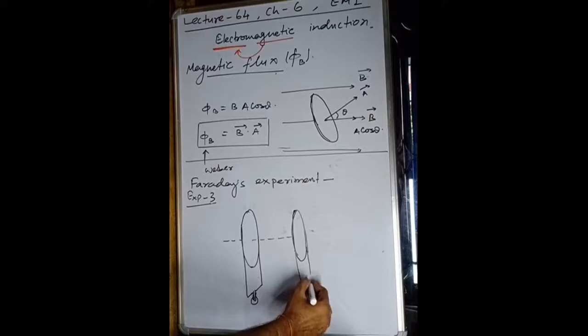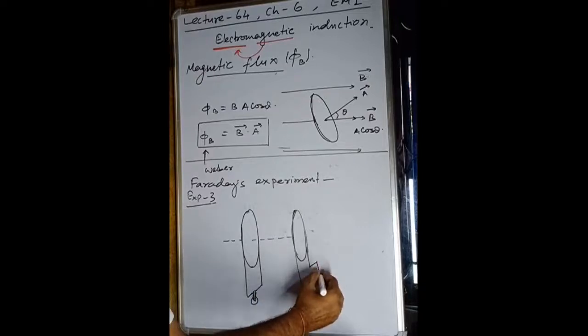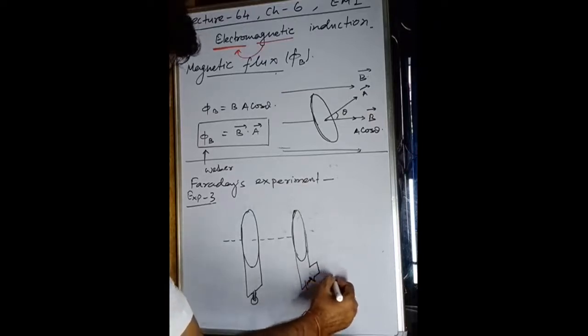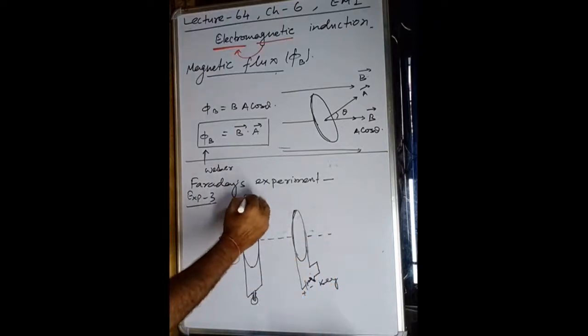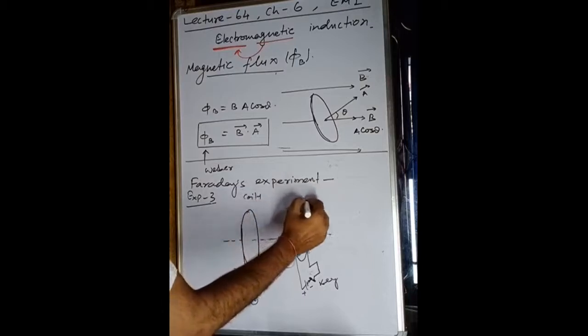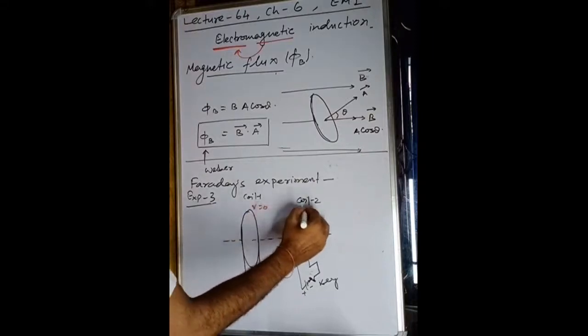Now this battery is connected, but a switch is also given. Okay, here I am giving the switch key. This is the key, and this is the battery, plus or minus. This is the axis of the coil. This is coil 1, this is coil 2. Now, of course, both the coils are at rest.